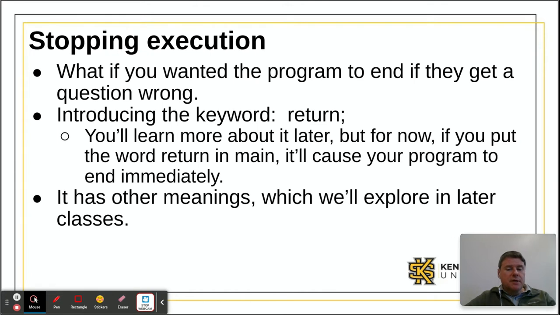All right, so that brings us to what happens if you want to tell them that they got it wrong and you don't want to let them continue once you found out that they did it wrong. Well, that's where we're going to use a new keyword that we've never seen before, and this keyword is the word return. Return actually means something more than what I'm about to explain, and you'll learn more about this in later classes. But for right now, anytime you type the word return in the middle of your method, it's simply going to stop execution of the code right there and then. So it's effectively going to end your program immediately.